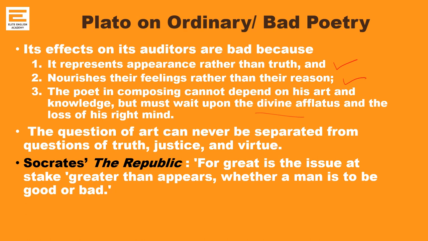Then he questions that poetry cannot be separated from truth, justice and virtue. Please note down that according to Plato, poetry should have truth, justice and virtue. Then Socrates says something. In the Republic, Socrates' words are quoted: "For great is the issue at stake, greater than appears, whether a man is to be good or bad." So the thing is truth. Poetry should not imitate; it should be the truth. That is the idea of Plato. So the indirect meaning of Plato is that poetry cannot be true.